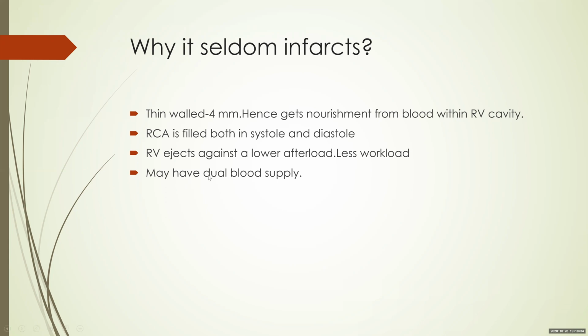Last, the RV may have a dual blood supply. It can be supplied by the RCA. It can be supplied by the circumflex in a codominant system. It can also be supplied by septal branches arising from the LAD. So you have multiple sources. So the RV seldom infarcts.